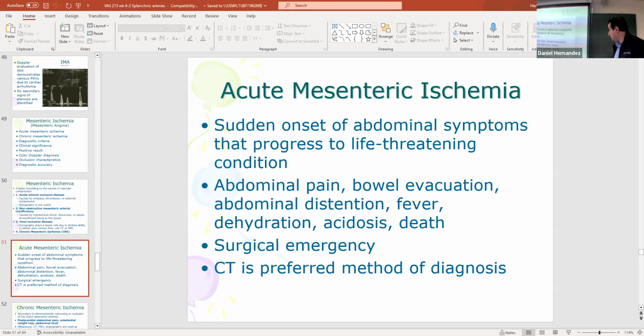So with this, CT is the preferred method of diagnosis. So you're not going to waste your time trying to do an ultrasound, make sure they're NPO, and then go through the whole process. You're going to go right straight to a CT.